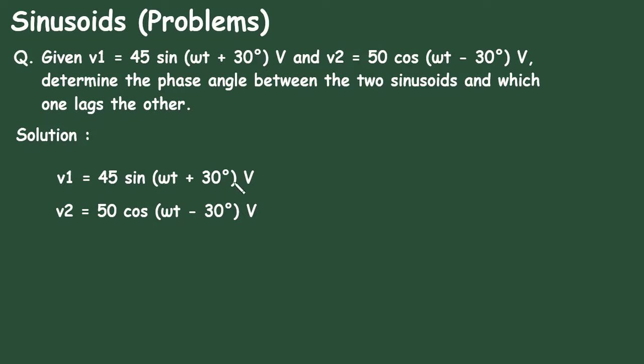Now currently this V1 is given in sine form and this V2 is given in cosine form, which is the correct standard form. So first we have to convert this V1 into cosine form.